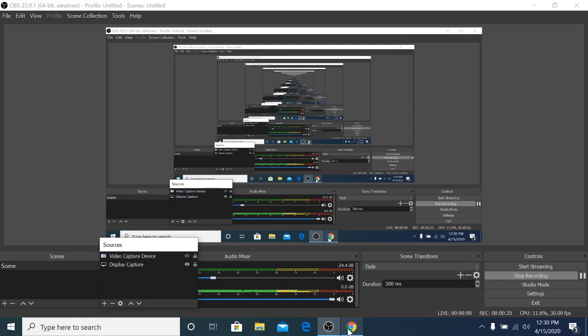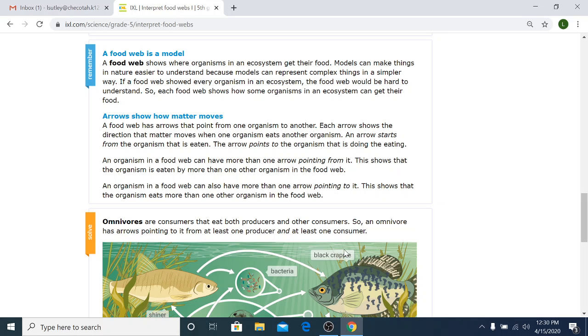We're going to be working today with interpreting food webs, part 1. And first I thought we probably better start off with a little review about what a food web is. So I'm going to switch us over to iExcel. And this is a food web reminder.